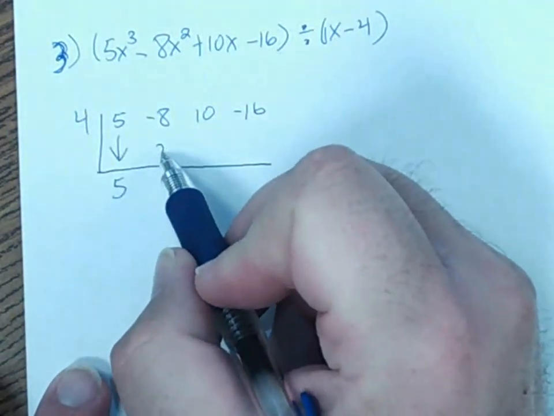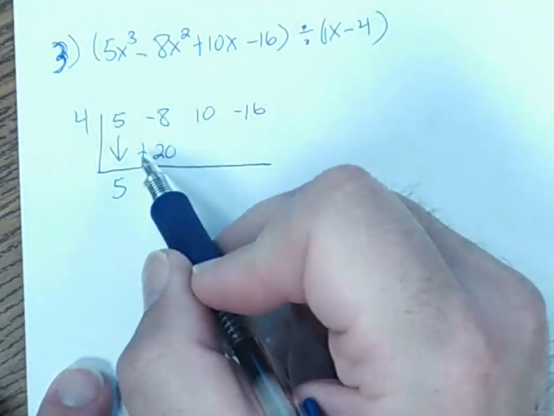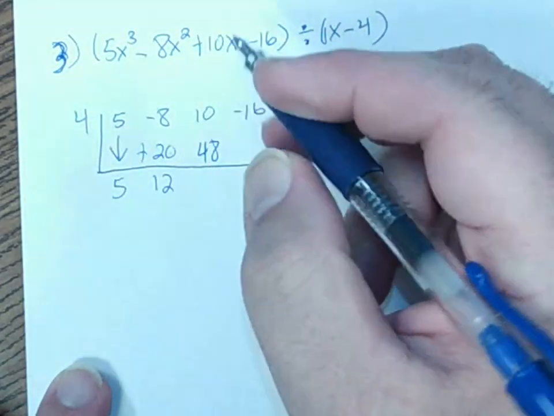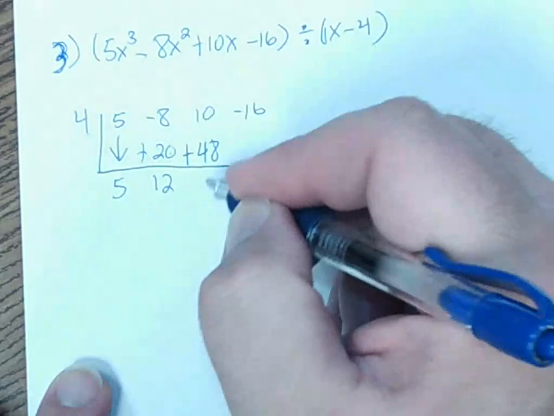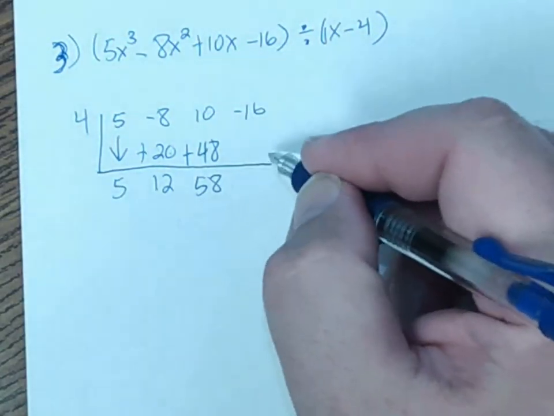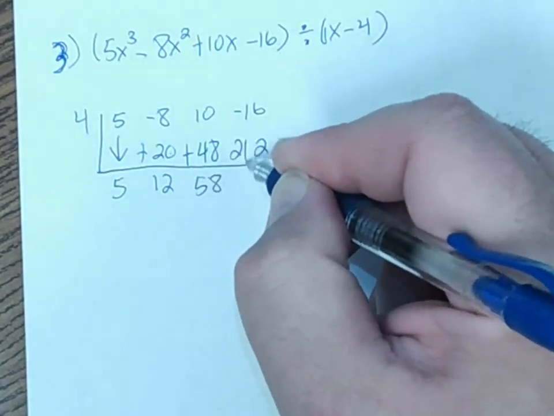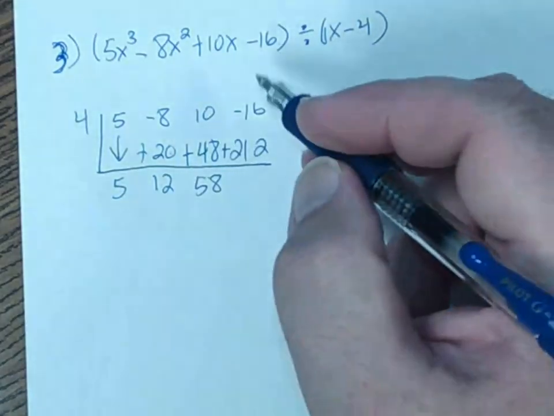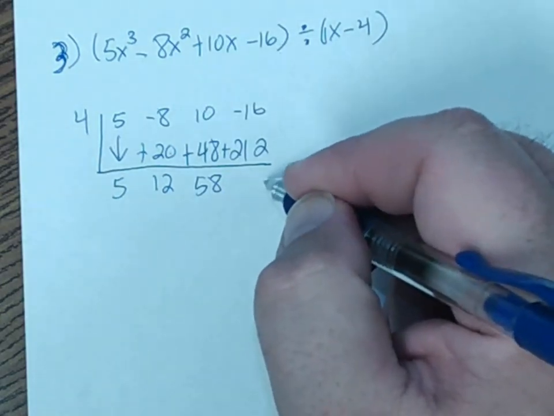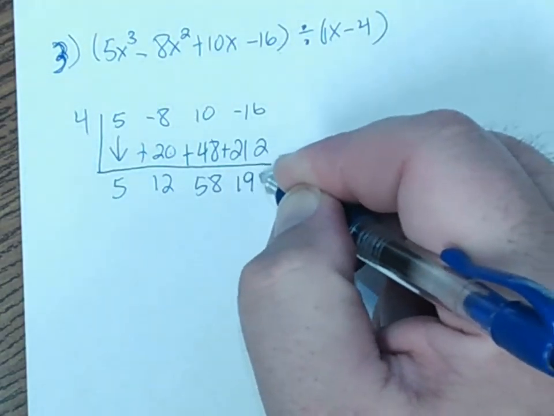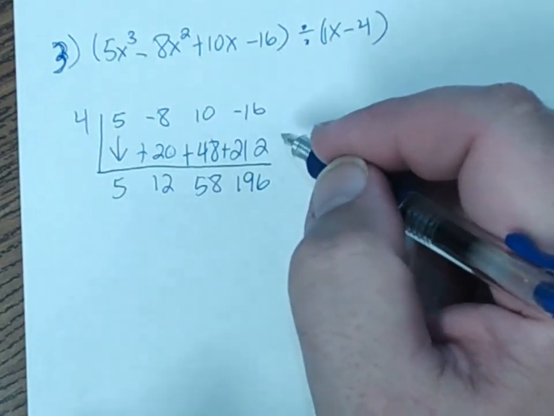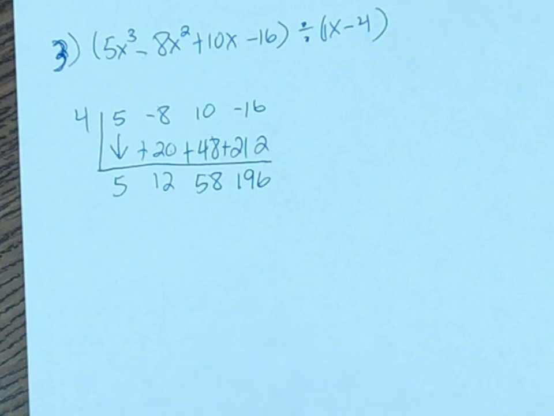5 times 4 is 20. I put 20 here, and I add down. Negative 8 plus 20 is 12. 4 times 12 is 48. And I add down. 48 plus 10 is 58. 58 times 4 is a pretty big number. 212, I do believe. And then we add 212 and 16. And you get 196, I think. Yep, 196. So now let's interpret this.